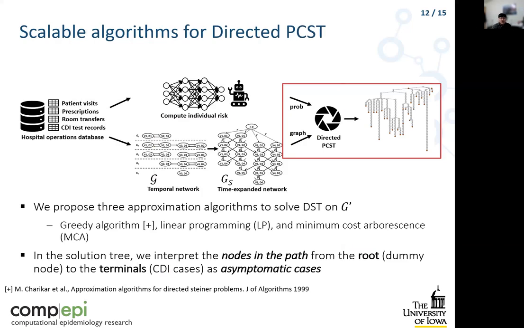We propose 3 approximation algorithms to solve DST on this new graph: a greedy algorithm, linear programming, and minimum cost algorithms. Please see the details of these approximation algorithms in the paper. And each of these algorithms returns a solution tree, and we interpret the nodes in the paths from the root to the terminals as asymptomatic cases.